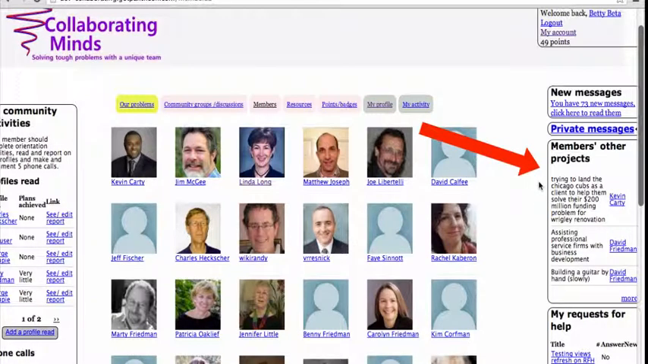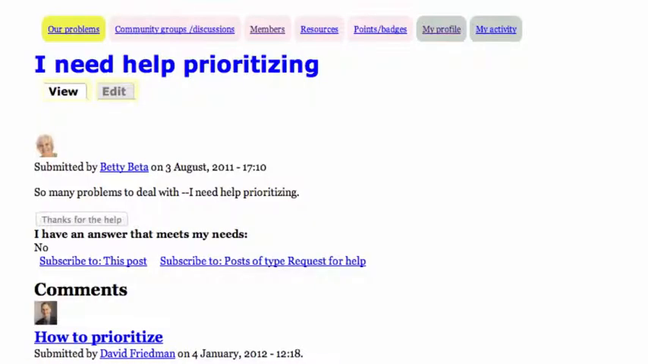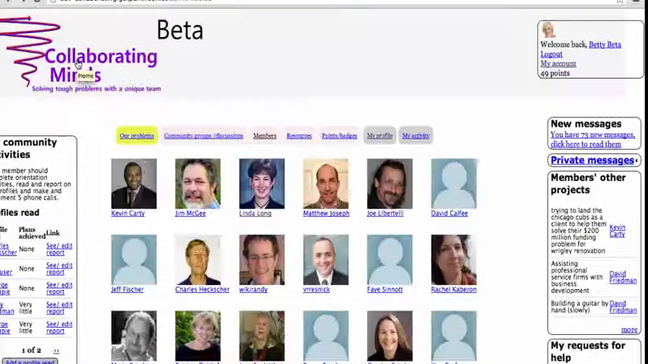We also ask them to feel free to ask for help, and requests for help show up here. If you can help a fellow member, just go to their request for help and click on it and add your response in the comments section. We also have community groups that community members can participate in.